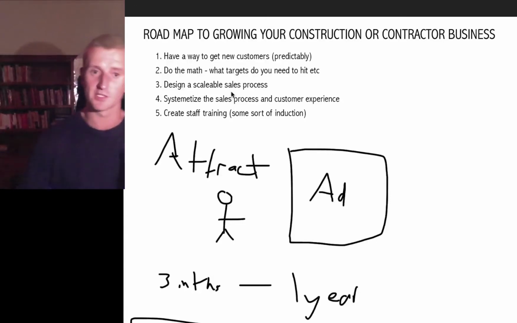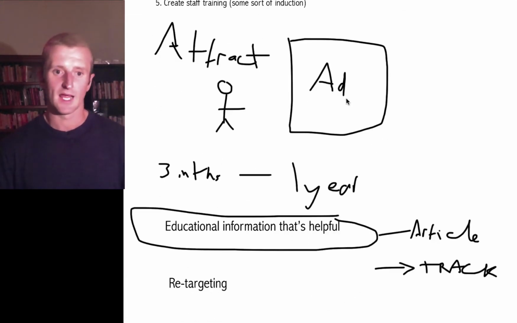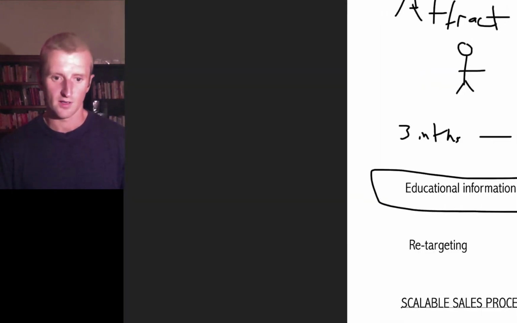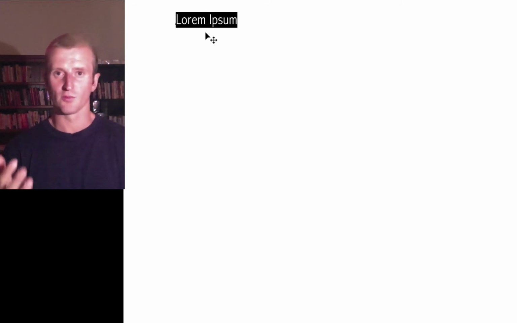Now we're actually going to talk about systematizing the sales process and customer experience. So we'll move over here. We talked about designing a sales process in the previous video, and that's like working out what actually happens step by step. That was the step by step. This is the actual systematizing.